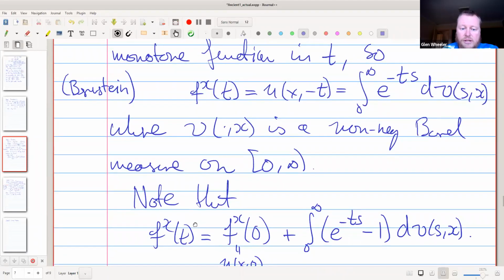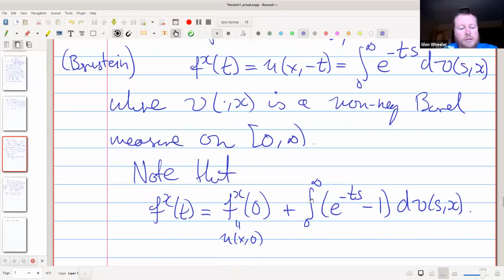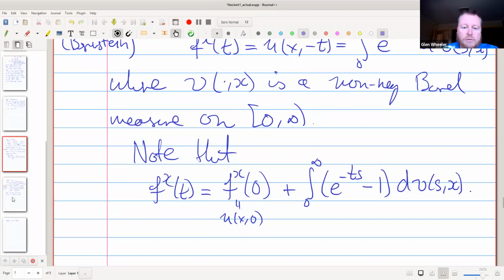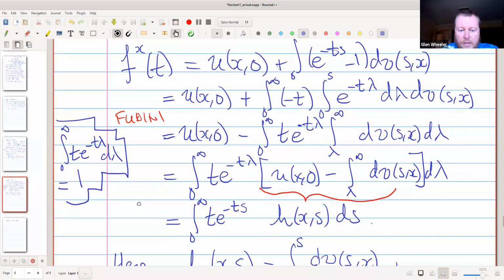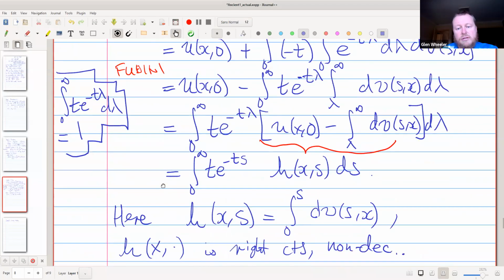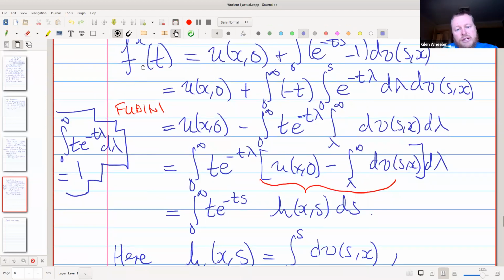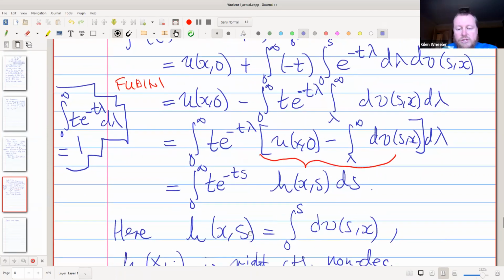Okay, and then by just doing some manipulations of this integral, we were able to write f(x,t), maybe I'll just minimize this somehow. Okay, whatever. We're able to write this f(x,t) as an integral of t e to the minus st times a function h, which is the integral of this Borel measure.